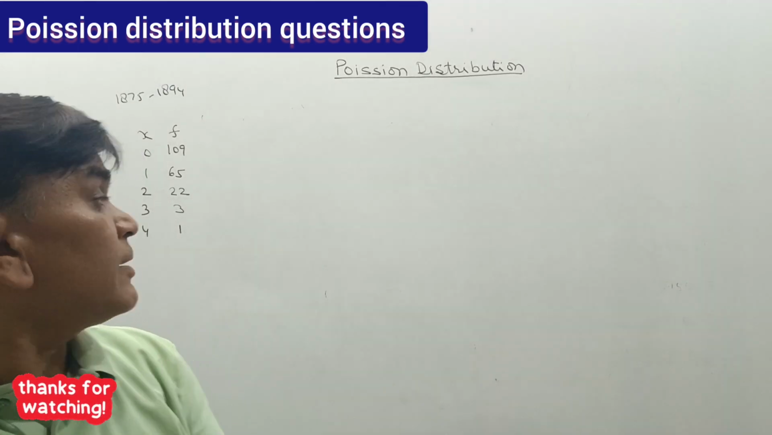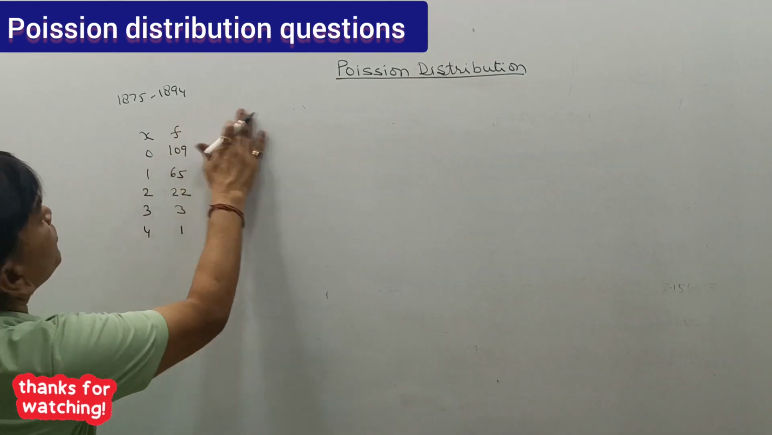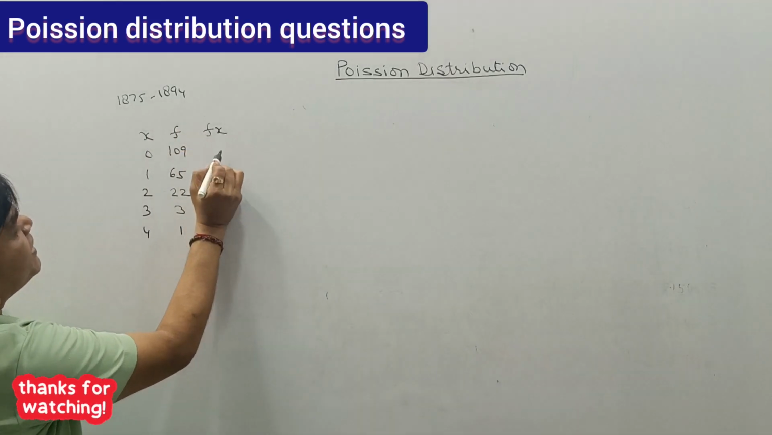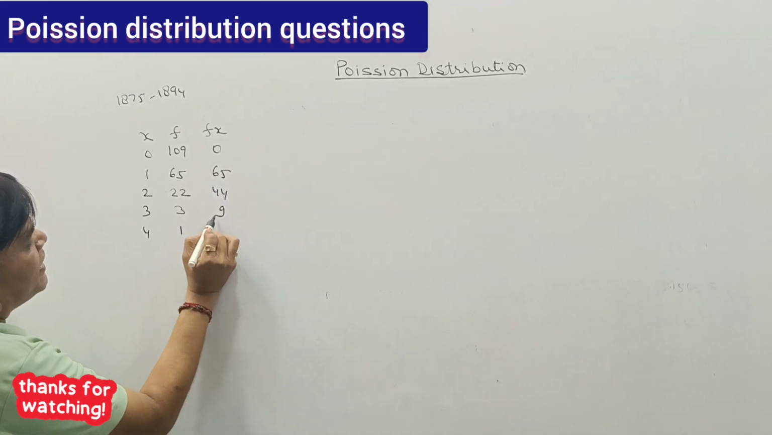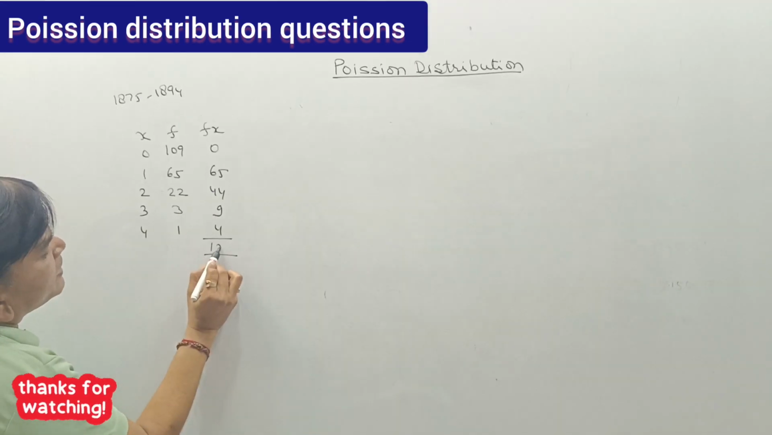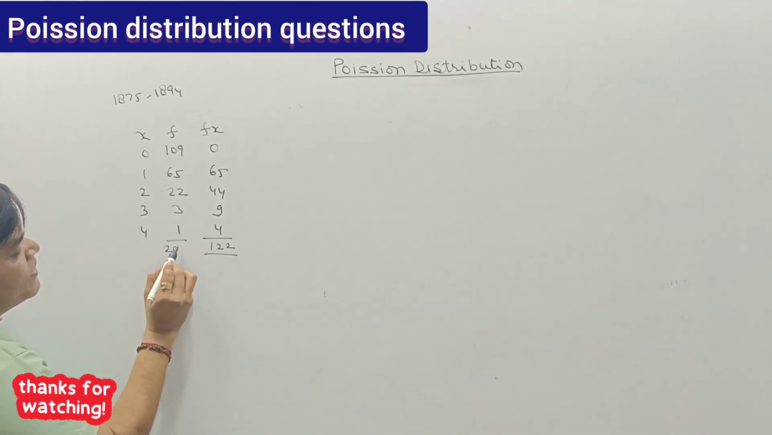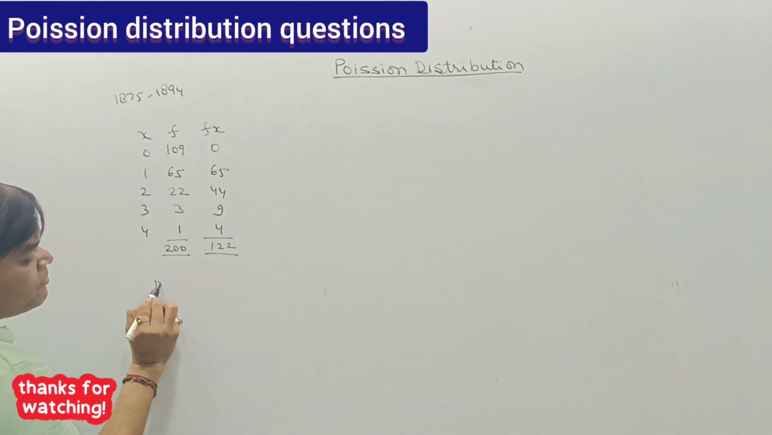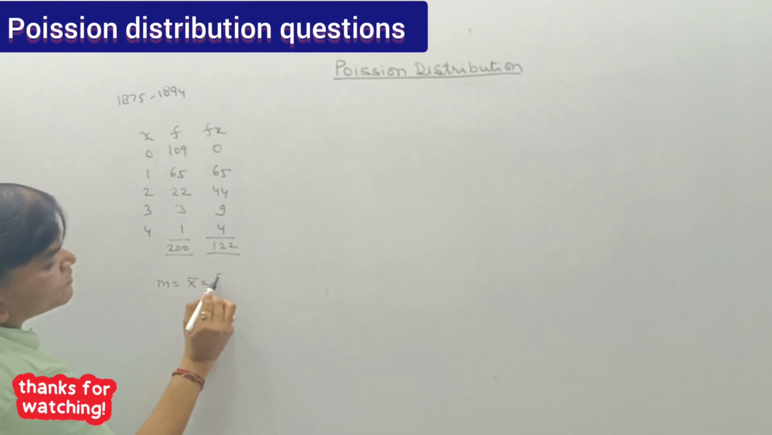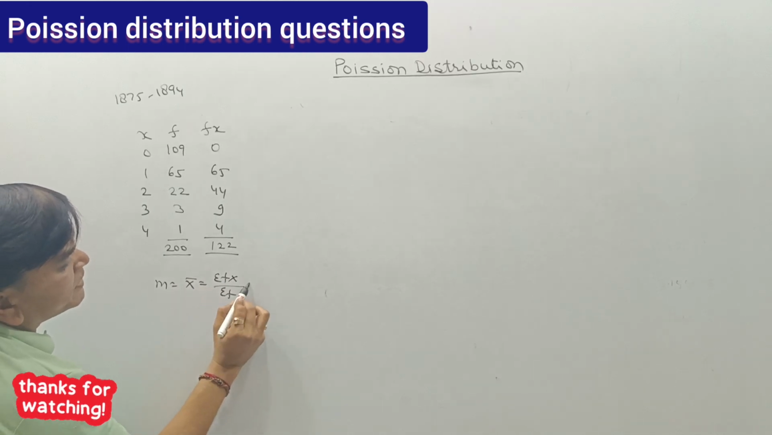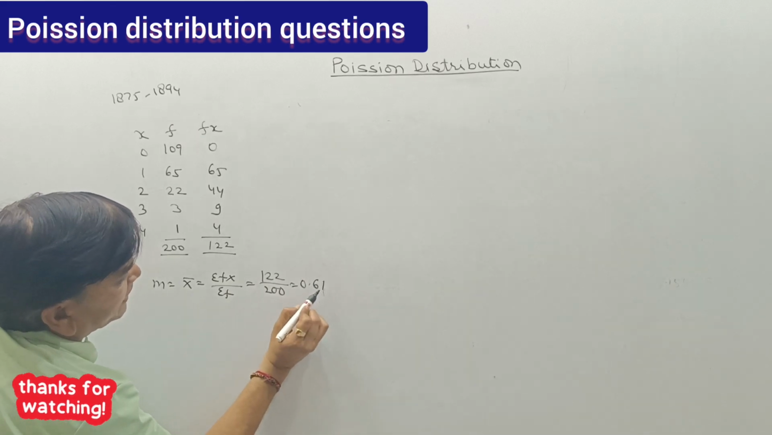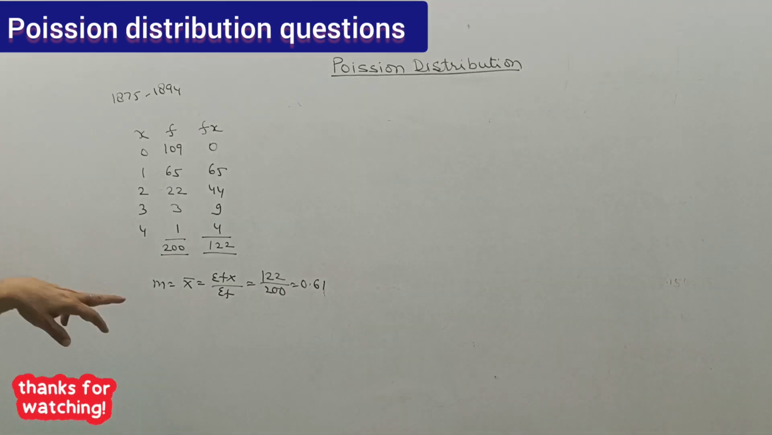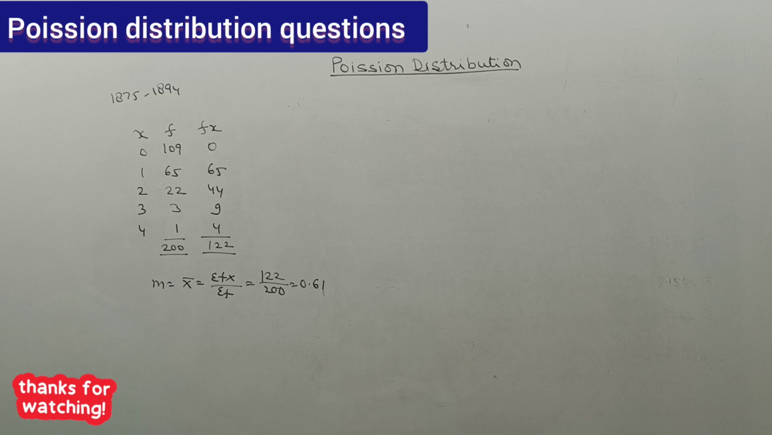We are to calculate the Poisson distribution. First we have the multiplication fx: 0, 65, 44, 9 and 4. So 122 is the total, and the total frequency is 200. So m is equal to x bar is equal to sigma fx upon sigma f, that is 122 upon 200, that is 0.61. So first we have calculated the m value as 0.61.